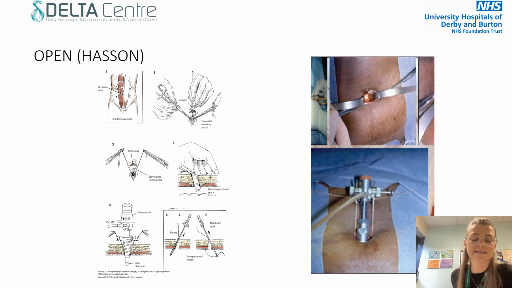So the next technique to talk about is the open technique. In this technique, a small incision is made and dissected down to the peritoneum. Two sutures either side are placed, and then a Hasson trocar is inserted through the deep incision. The sutures are pulled tightly and attached onto the trocar to create the airtight seal. After this point, the insufflator inserts carbon dioxide through a port in the trocar.